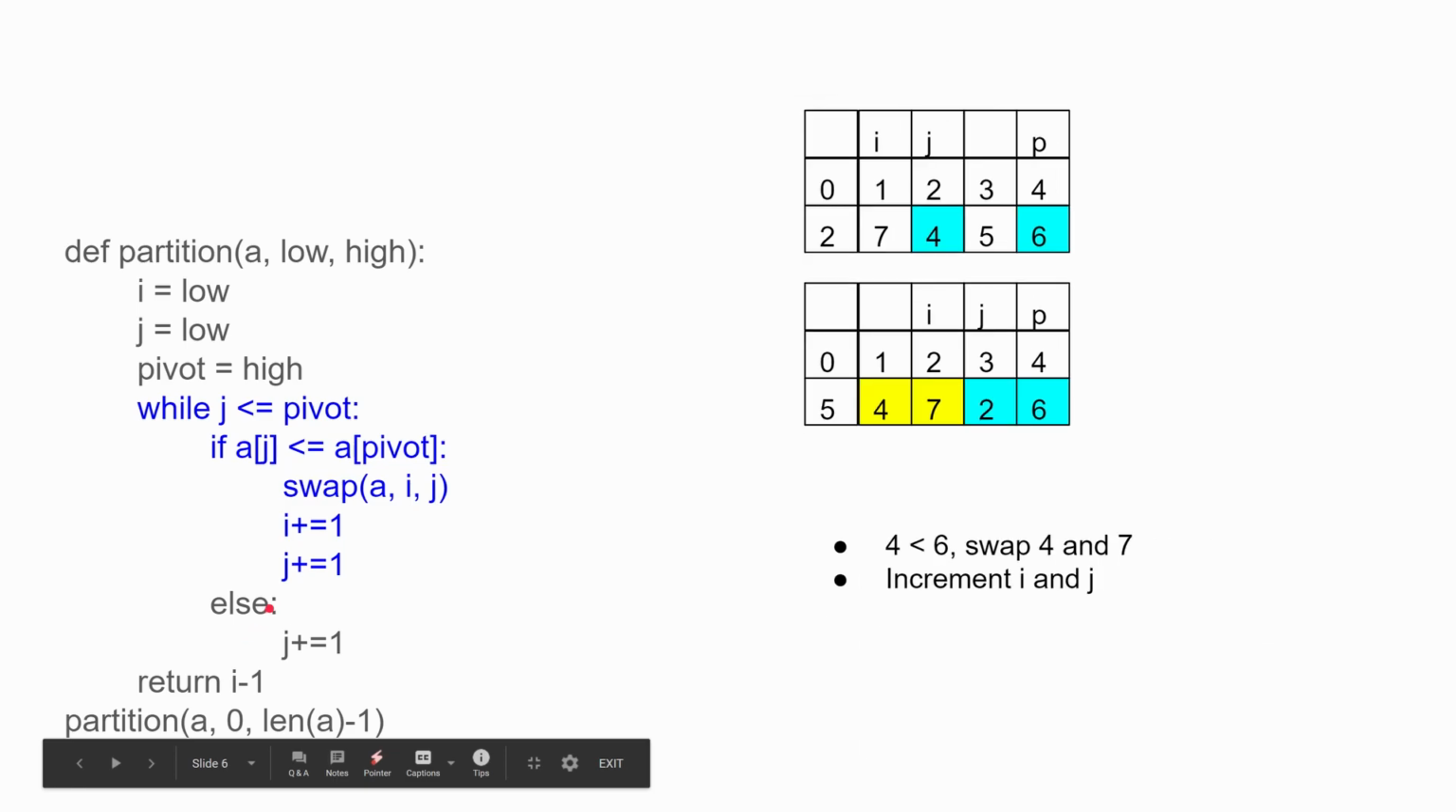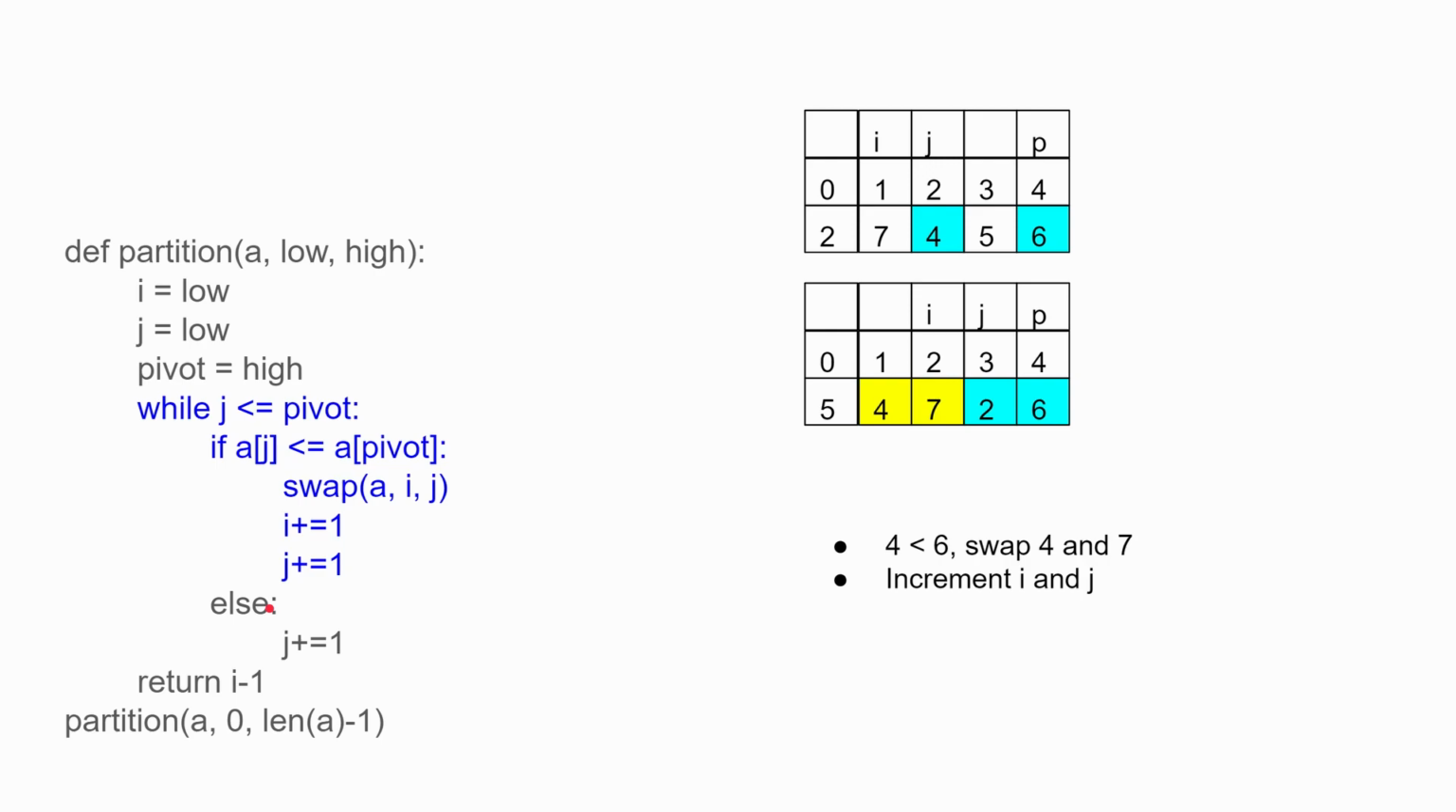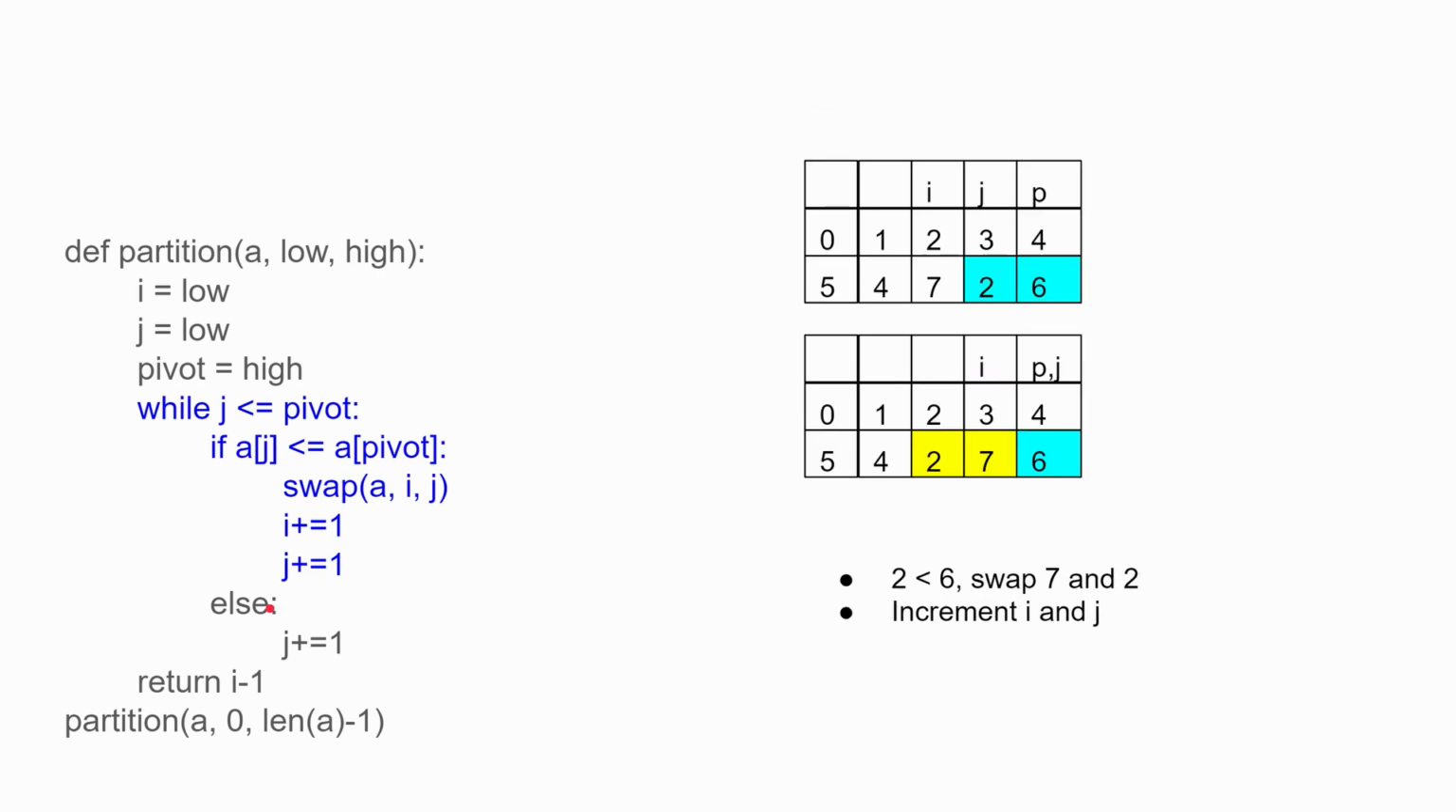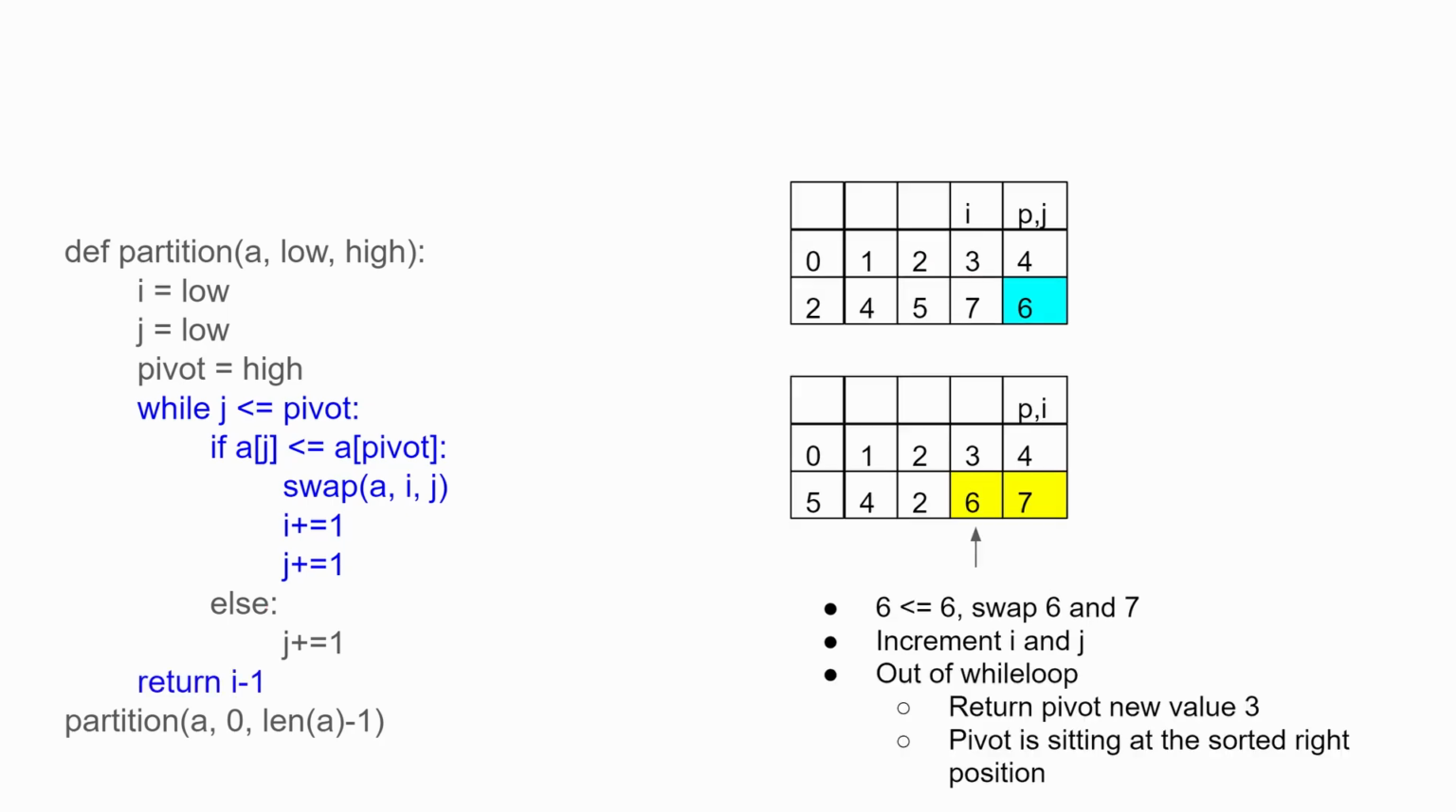Since 4 is smaller than 6, it will swap 4 and 7 and increment I and J. When 2 is smaller than 6, it will swap 7 and 2 and increment I and J. When 6 is equal to 6, it will swap 6 and 7 and increment I and J. It goes out of the while loop because J is bigger than pivot after that, so pivot's new value will become 3 because that's where the new pivot is. Pivot is sitting in the very right position.